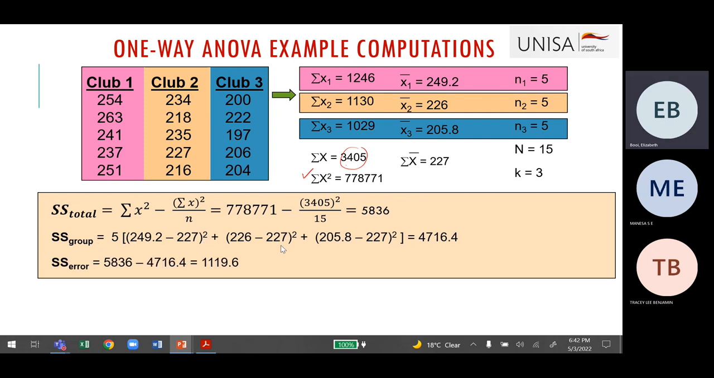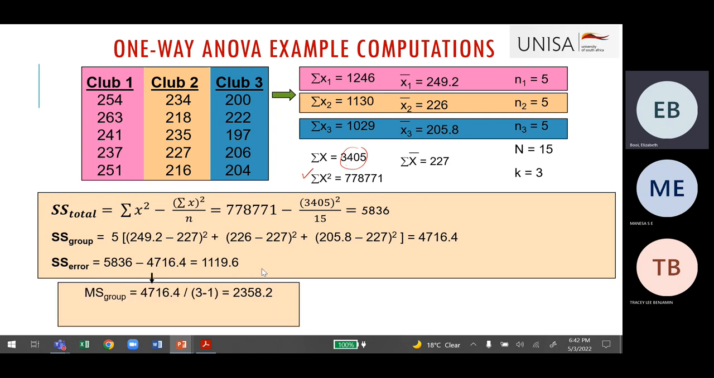Then we can calculate the SSE. We know that it is the total minus the group. So we just take 5836 minus 4716.4, and that gives us 119.6. So we do have our SSG, our SSE and our SST. Now we can calculate our mean squares.